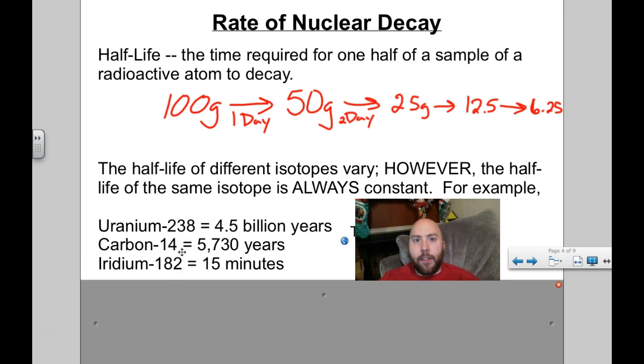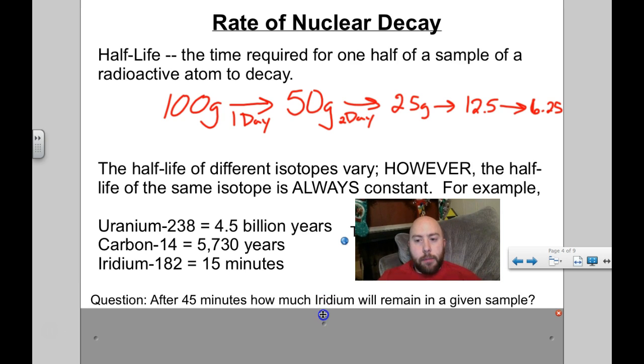Carbon-14 has a half-life of 5,730 years. It takes 5,730 years for half of a sample of carbon-14 to decay into something else. But, again, every isotope is different. Uranium-238 takes 4.5 billion years for half of that sample to decay. But erdium-182 takes only 15 minutes.